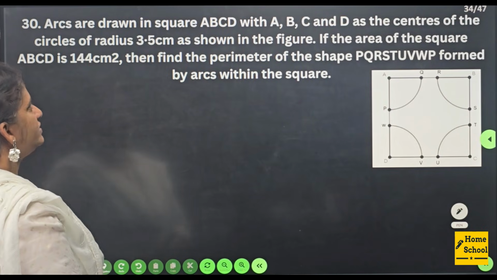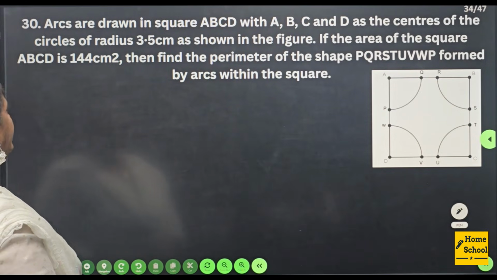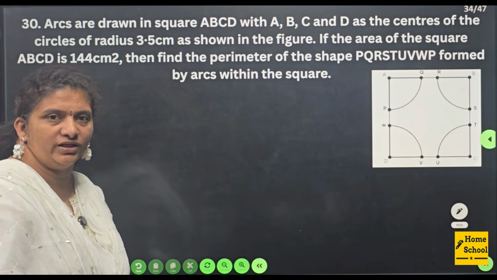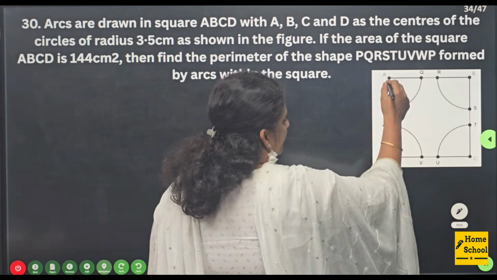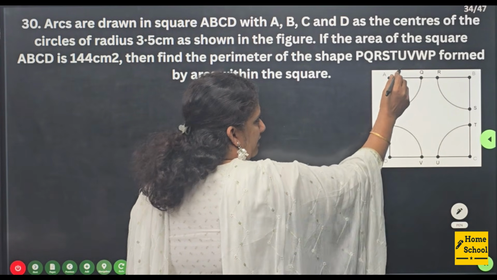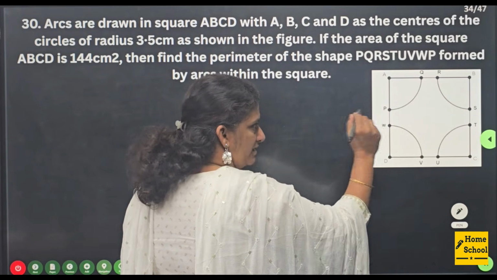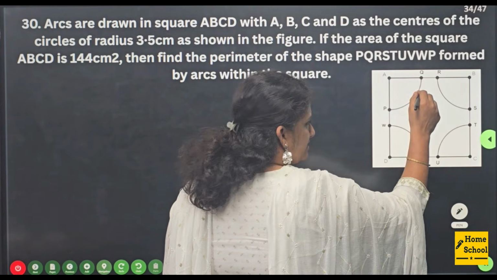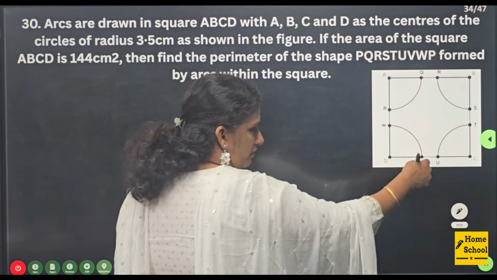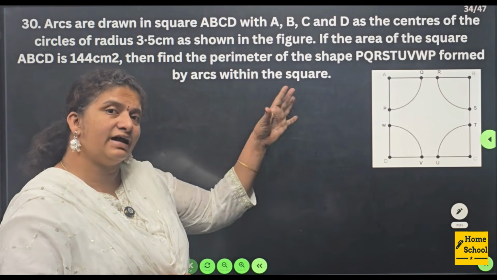30. Arcs are drawn in square ABCD with A, B, C and D as the centers of the circles of radius 3.5 centimeters as shown in the figure. Observe the figure. There is a square ABCD with A as a center, one circle, and you can't see the full circle. A part of the arc is inside the square. In the same manner, B as a center, radius 3.5 centimeters, one arc. C as a center, one more arc. D as a center, one more arc of the circles are inside the square.